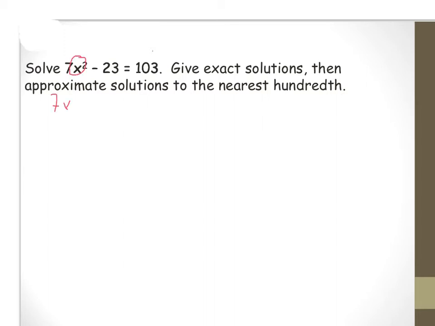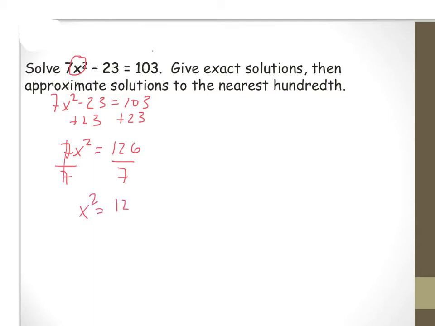So in order to do that, we're going to solve it just like a basic equation. Add 23 to both sides, and that's going to give us 7x squared is equal to 126. I'm then going to divide by 7, and that's going to leave me with x squared is equal to 126 over 7.